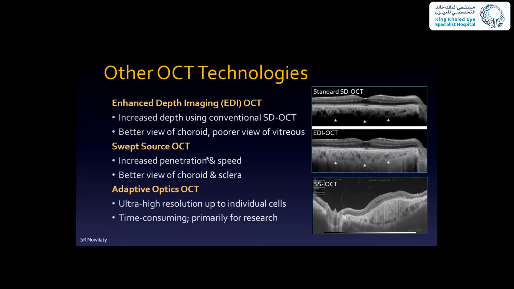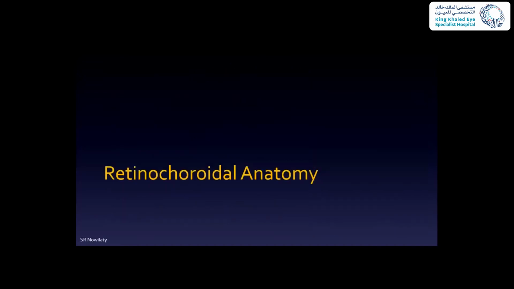Swept source OCT is available commercially and in certain hospitals. You have a very nice penetration, and you can image very nicely the vitreous, the retina, the outer retina, the choroid and the sclera. So this gives you a full through and through image. And if you have adaptive optics OCT, this is a very ultra high resolution that you can use to determine the health of individual cells, but it's primarily for research, not for clinical use.